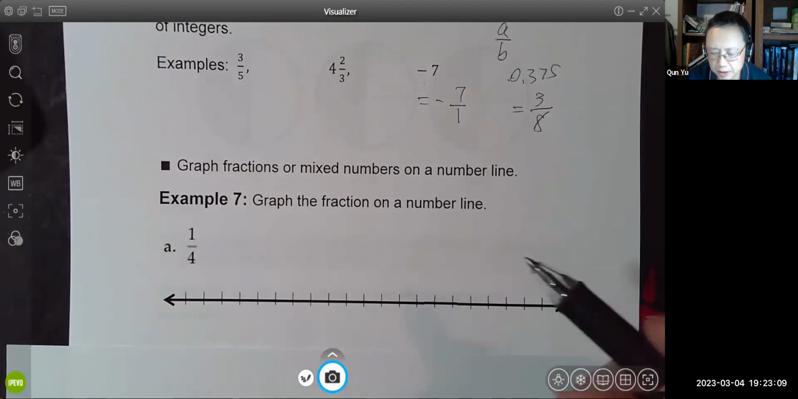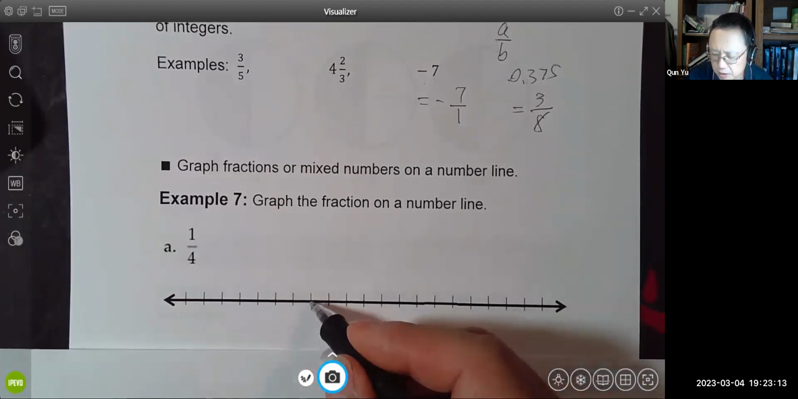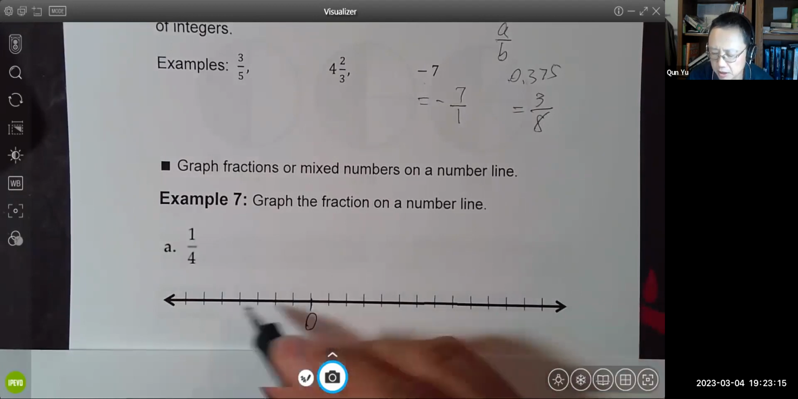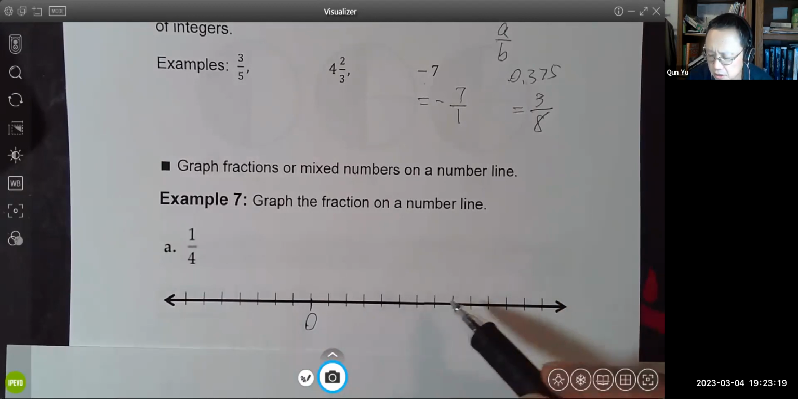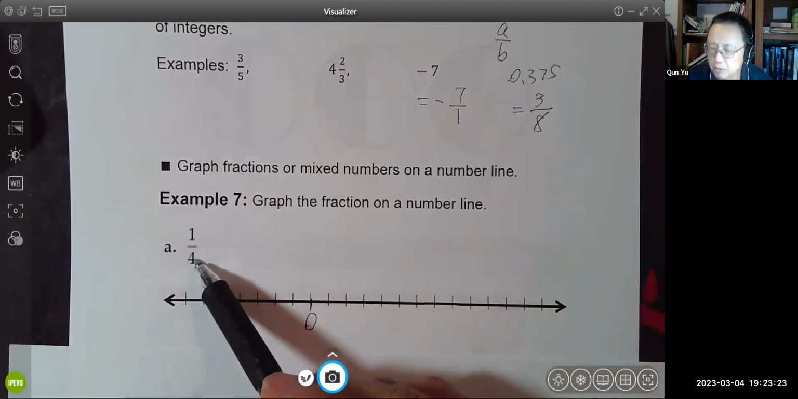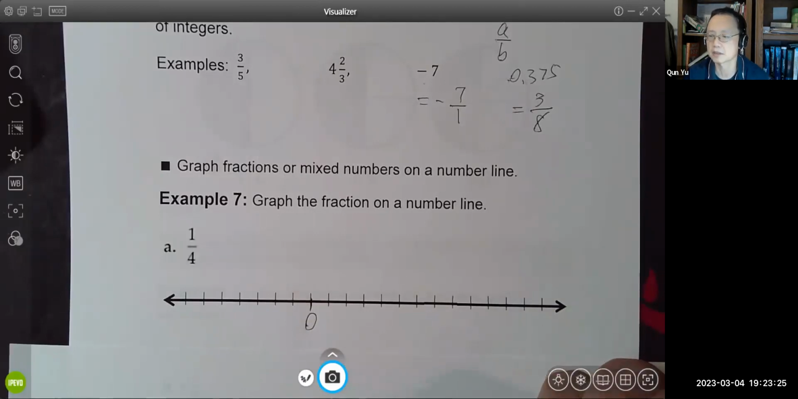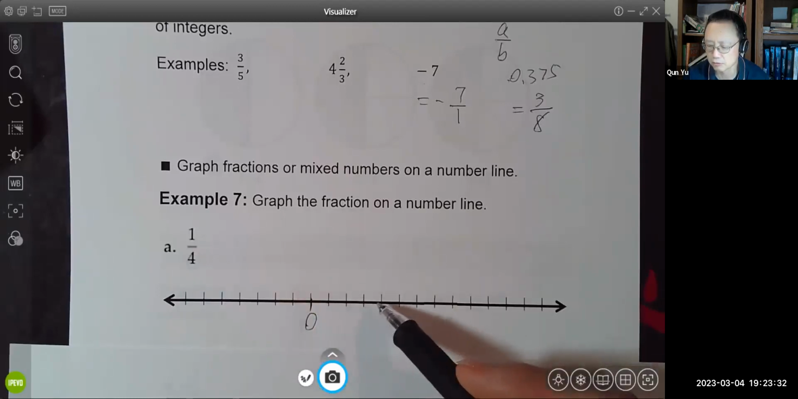It's a proper fraction, a positive number between 0 and positive 1. Let's suppose this is our 0. This is just a number line. You can designate any point as 0. Now I need 1. Where do I put 1? It depends on this number. Remember the meaning of the denominator in a fraction. The denominator represents the whole 1 divided into this many parts. So 1, 2, 3, 4.